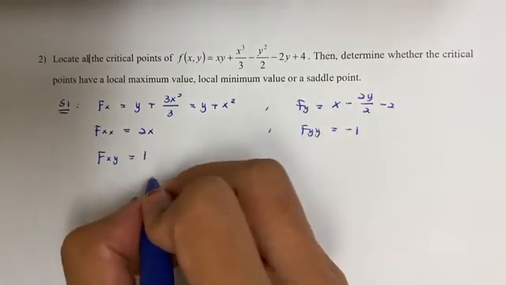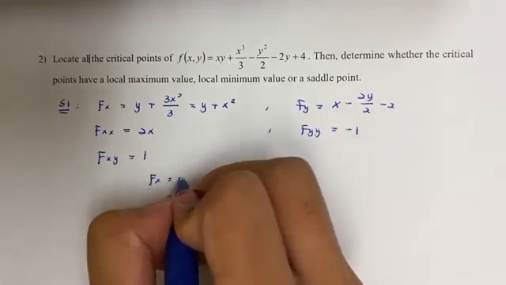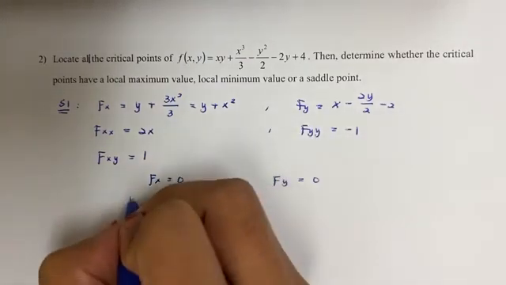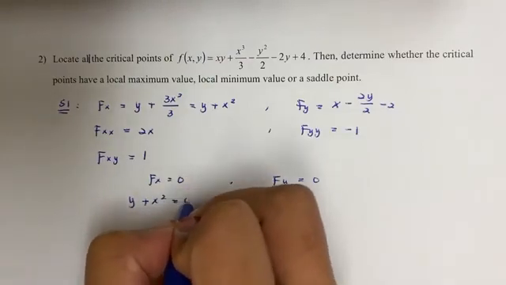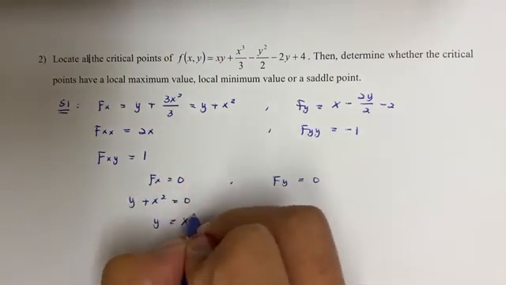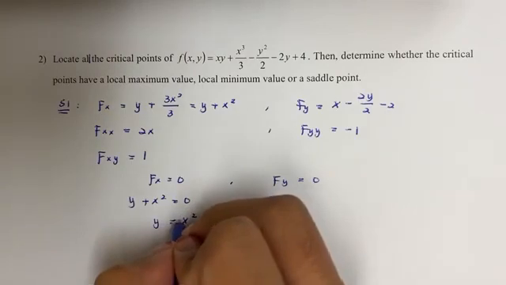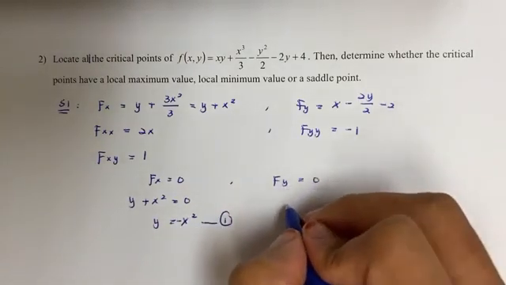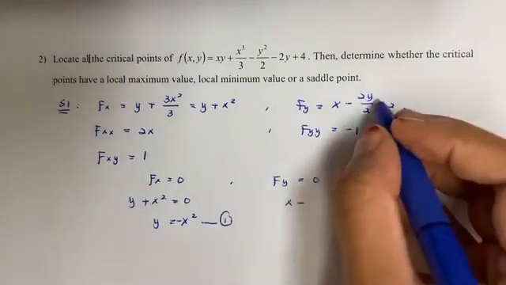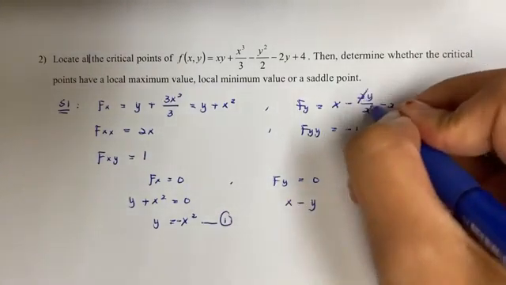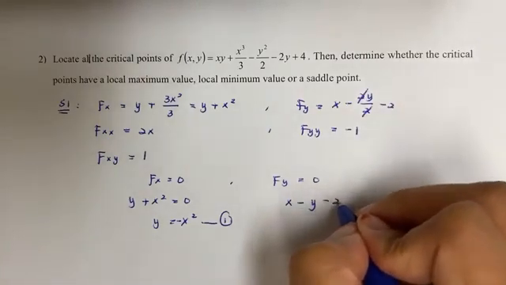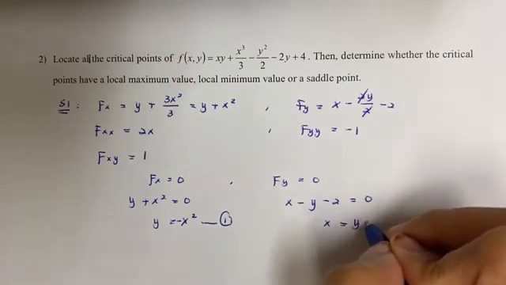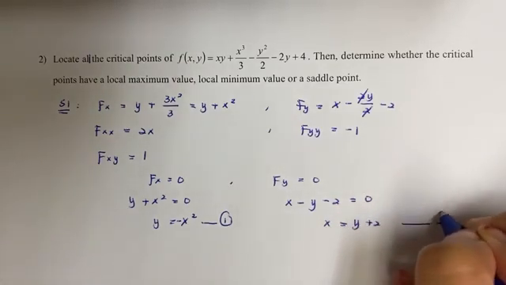Then find the critical point. For the critical point, set our fx equal to 0 and our fy equal to 0. So y plus x squared equals 0, so y equals negative x squared. So this is our first equation. And then for fy, x minus y minus 2 is equal to 0, so x is equal to y plus 2. This is the second equation.